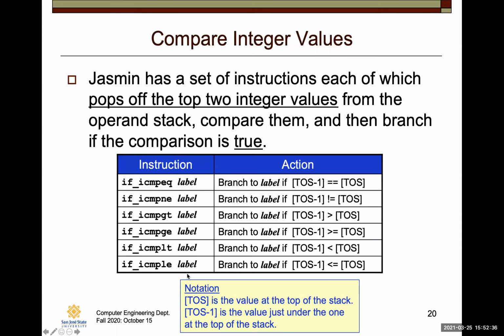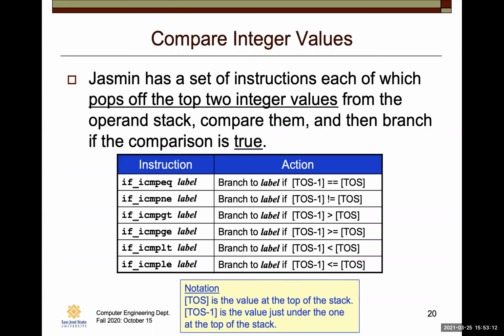Okay, so I haven't shown you that yet, but of course Jasmine instructions can have a label, a statement label, in front of them, and then those labels can be targets of branches. Now, it's important to realize that after you execute any one of these instructions, the top 2 values of the stack have been popped off. So they're gone, whether or not the comparison was true. Be sure you realize that.